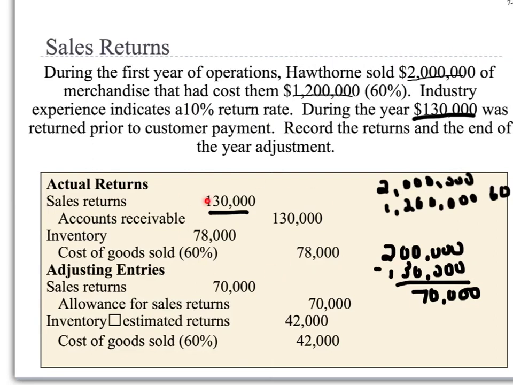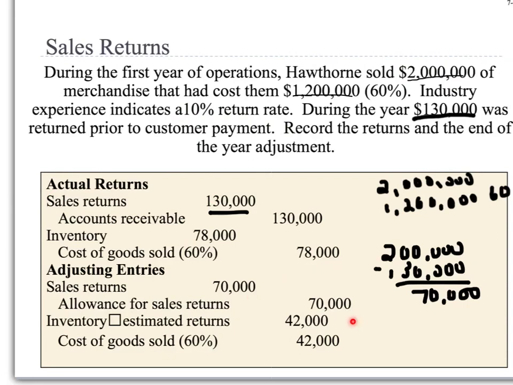Same exact entry that we booked for the actual return, but we're adjusting the entry to increase it based on historical data. Now, if actual returns were as high as expected, you don't have to book an additional entry. And if they were higher, you don't have to reduce the entry because that's clearly what the actual entry was. And so again, you're going to reduce your sales.